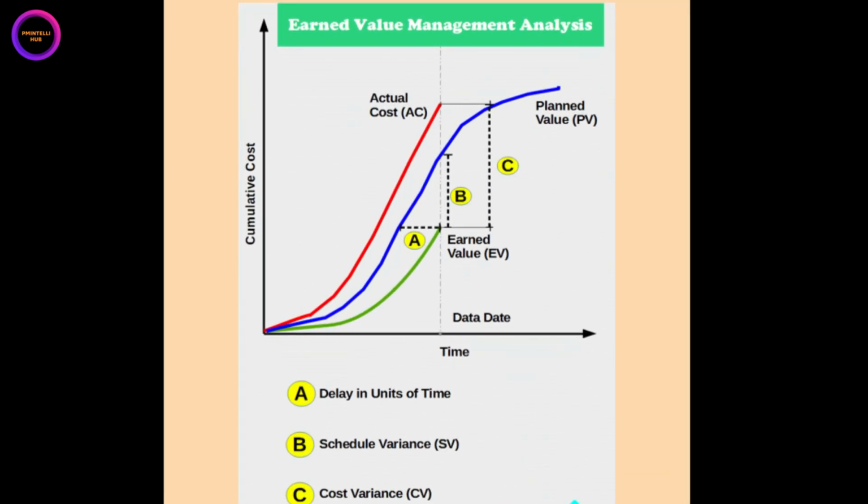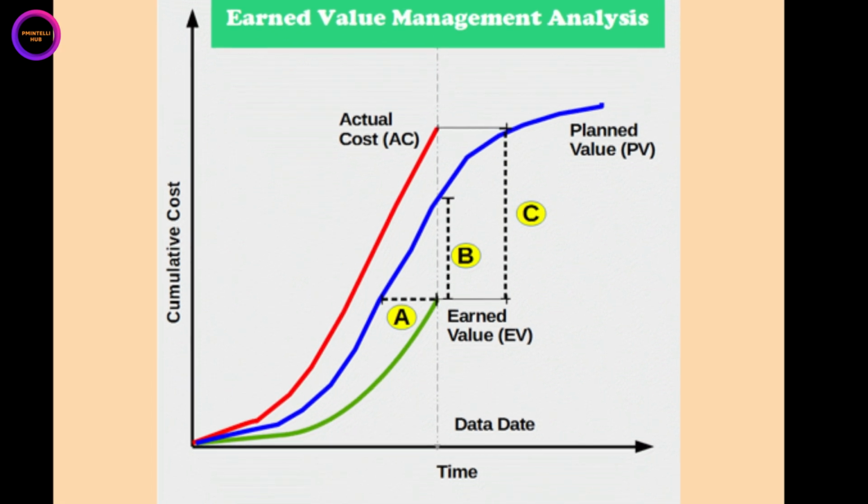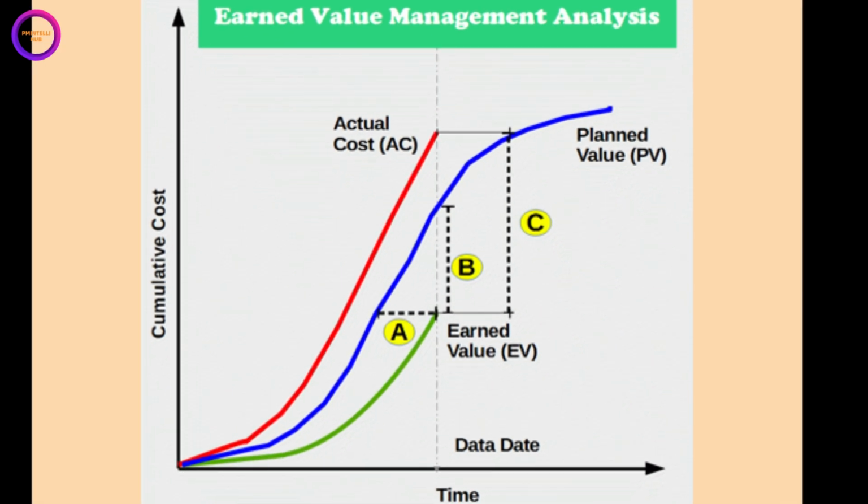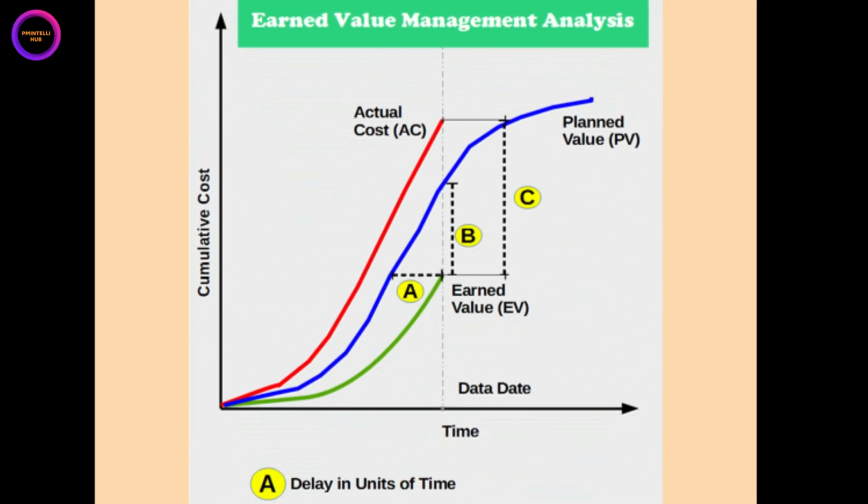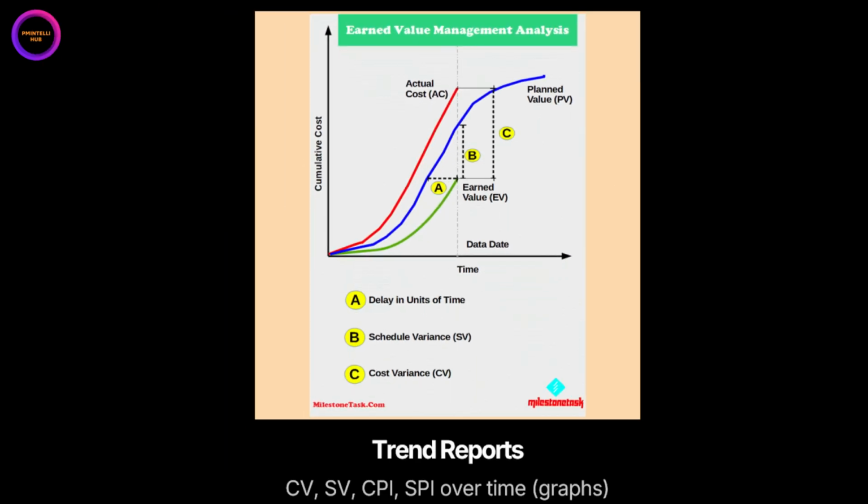These reports plot your key performance metrics like CV, SV, CPI, and SPI over time on a graph. The S-curve chart shown here is a classic example. Trend reports are crucial for seeing if your performance is improving, declining, or staying the same.